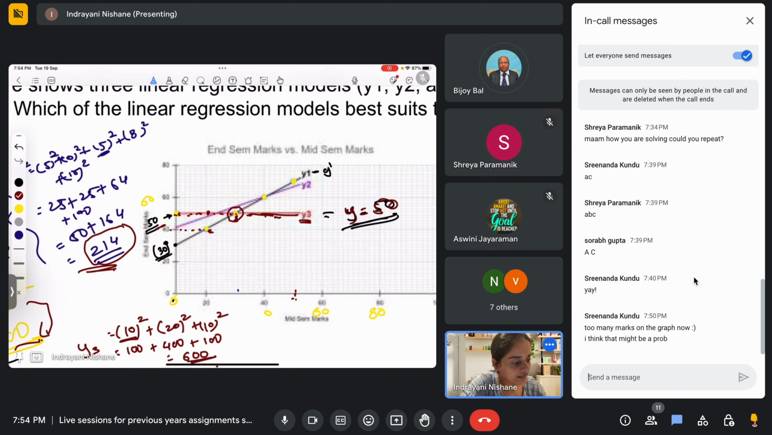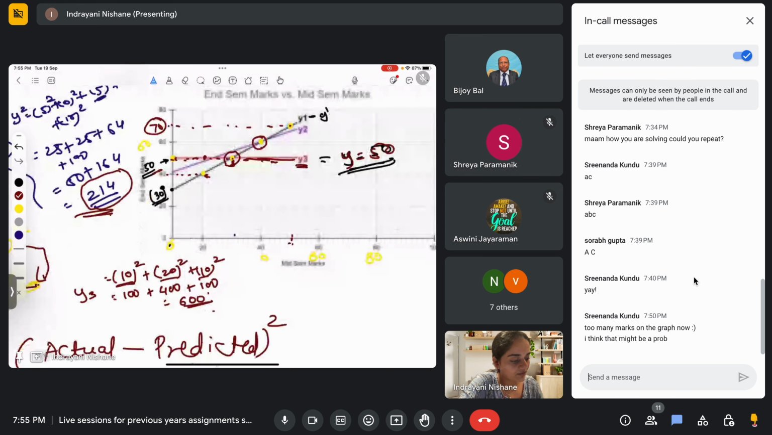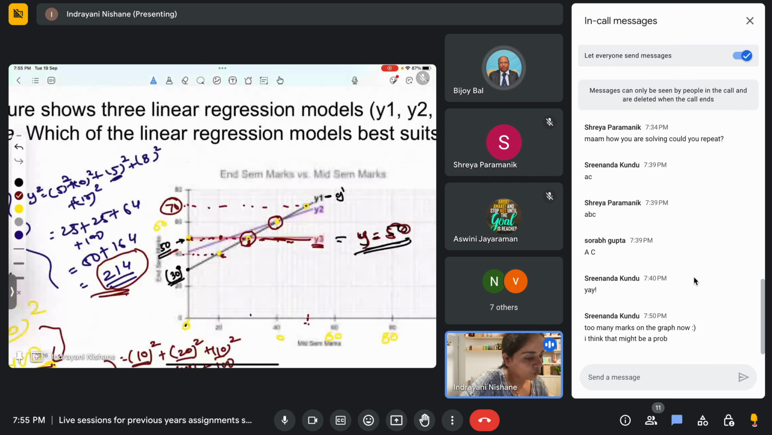So now moving on to this particular point. You tell me what is the difference between actual and predicted. 10 square, 100. Now this point which comes over here: 70 minus 20, square 400. So what becomes the r square value for y3? 100 plus 400, squaring and adding. So 600.